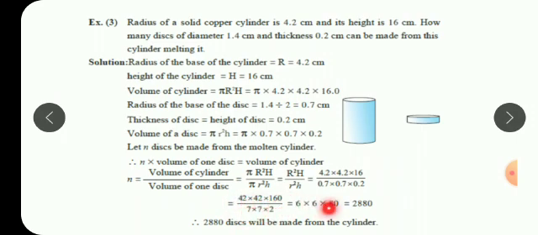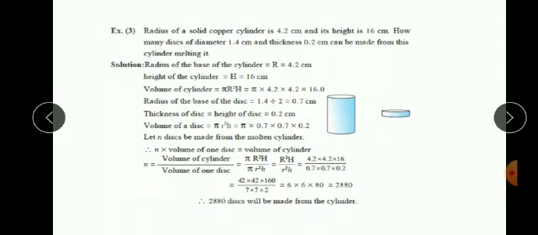So after calculation what do we get? 2880. So therefore 2880 discs will be made from the cylinder. Okay children, have you understood? Now what we'll see, how many discs can be made? 2880 discs will be made from that cylinder.